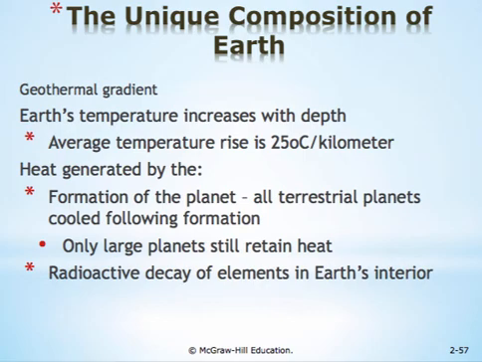The geothermal gradient. Geo meaning Earth, thermal meaning heat, and the gradient would be the changes. So the Earth's temperature increases with depth. The average temperature rise is 25 degrees Celsius per kilometer. Heat is generated, and all terrestrial planets cooled following their formation, and only large planets still retain the heat. The heat comes from the radioactive decay of elements in Earth's interior.